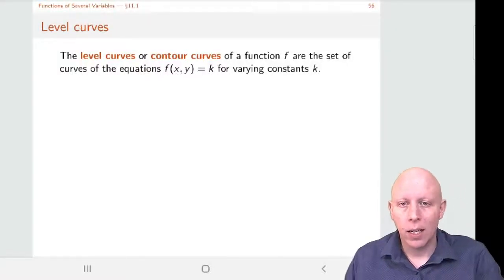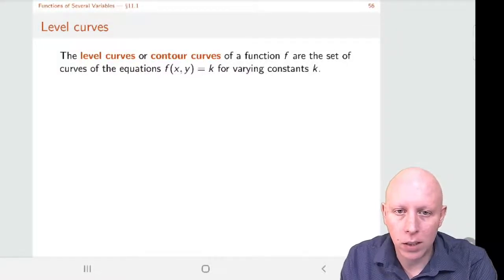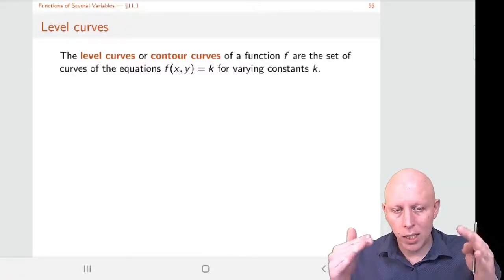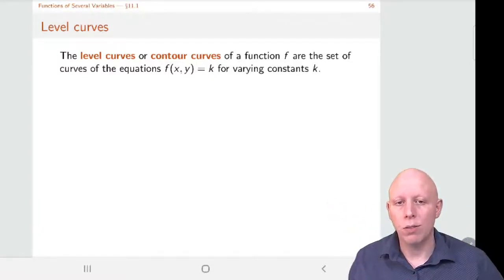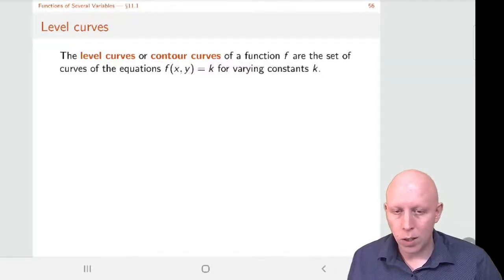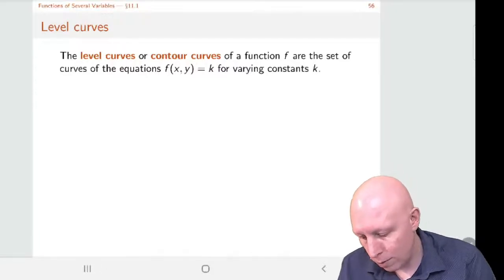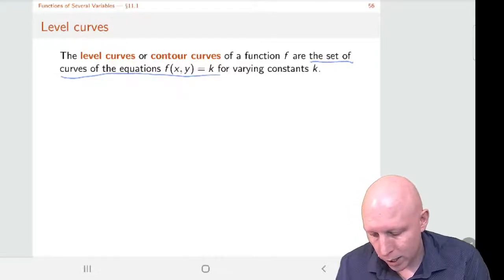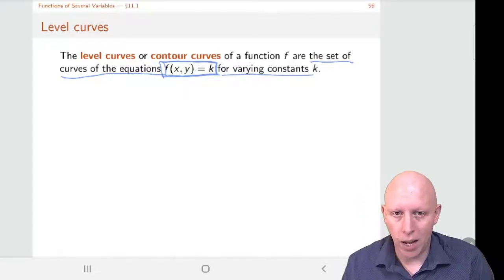Hi, welcome back. This time we're going to talk about another way to understand functions of multiple variables, and that has to do with level curves. Our goal here is to give us another way to piece together the shape of the curve of a function or of an implicitly defined function. When we talk about level curves, what we're looking for is the set of curves of the equations f of x, y is equal to k for different values of k.